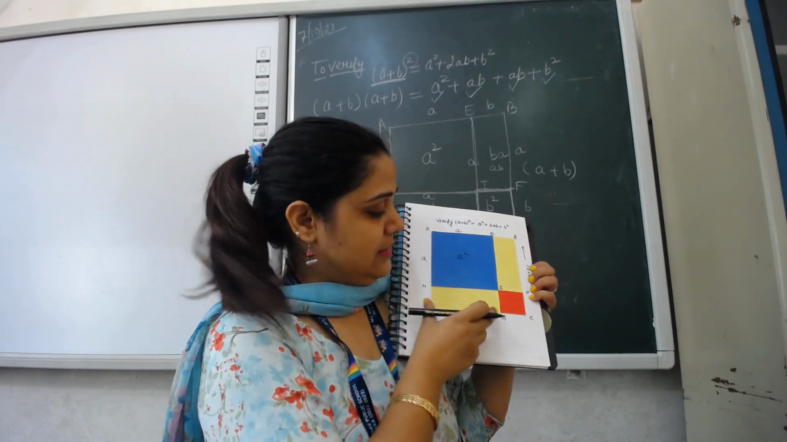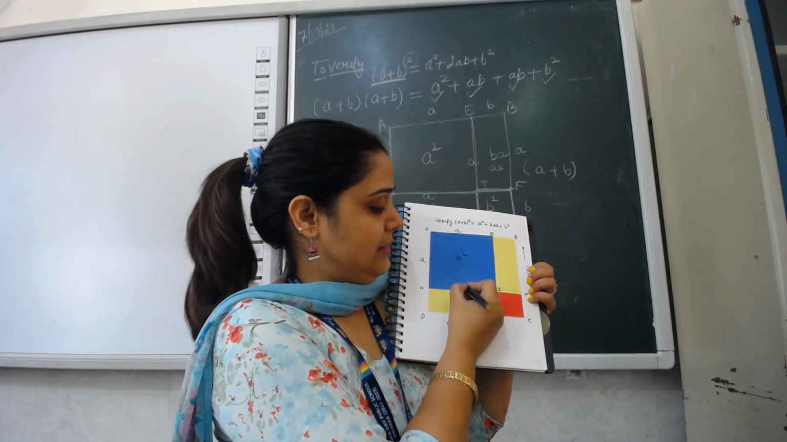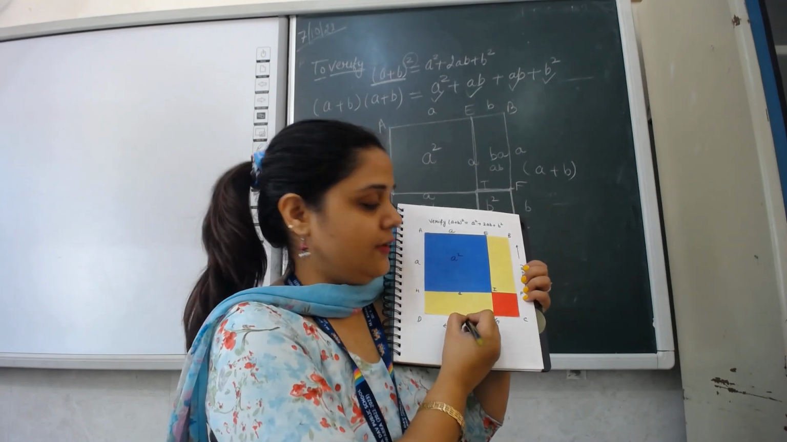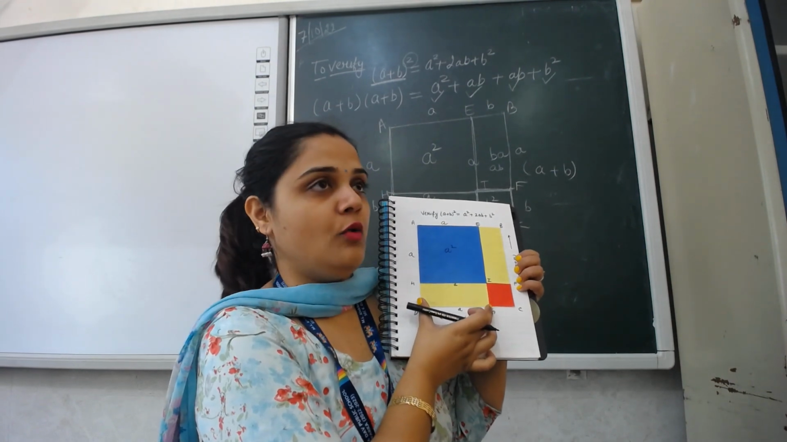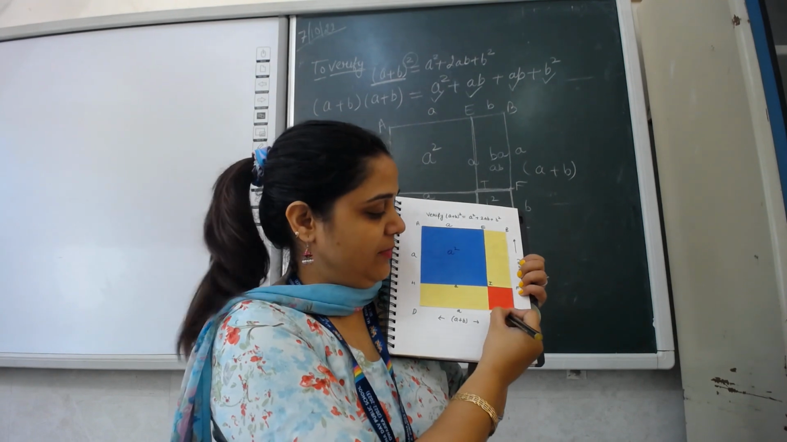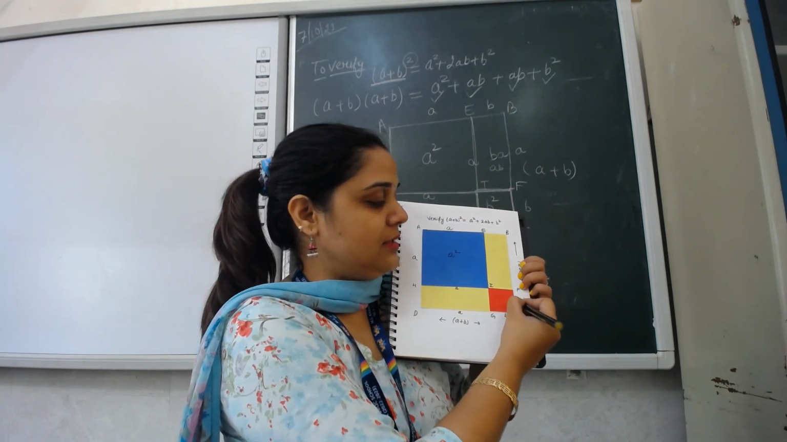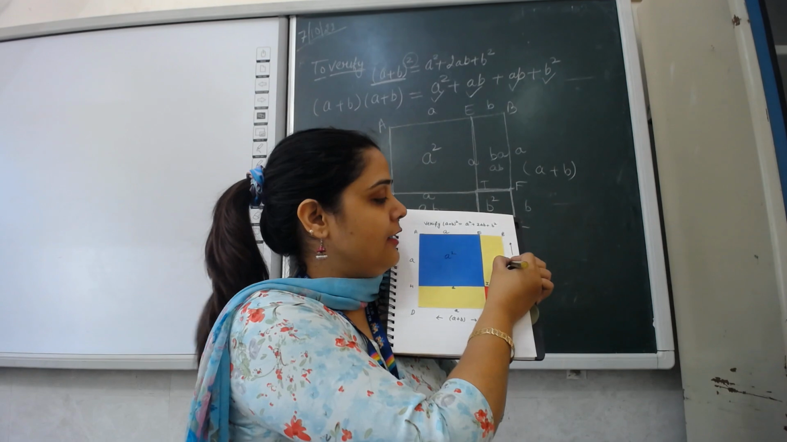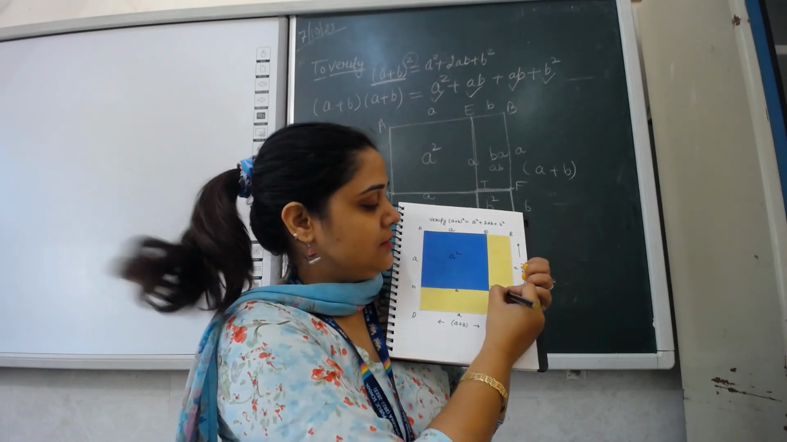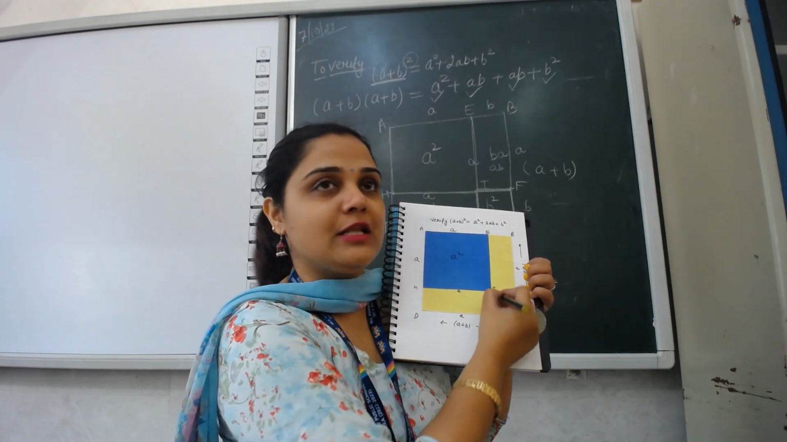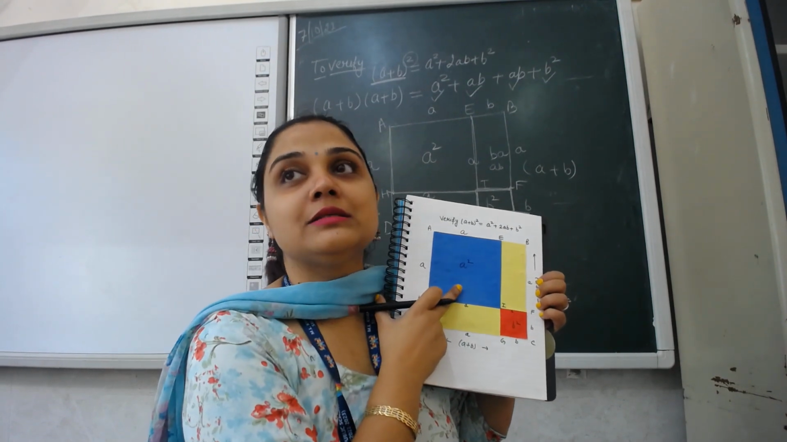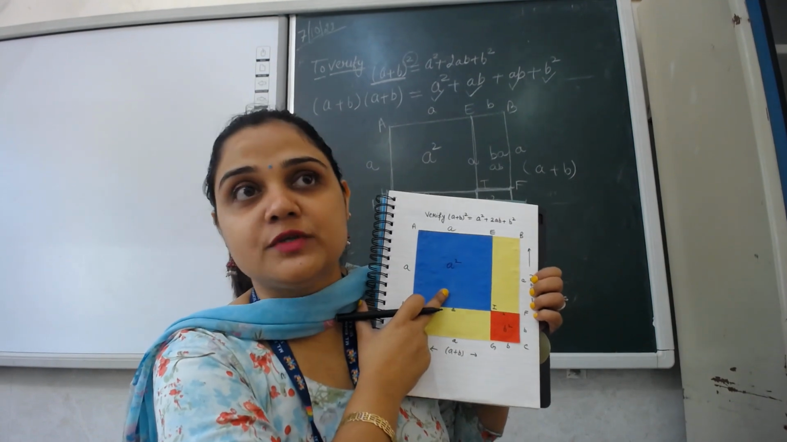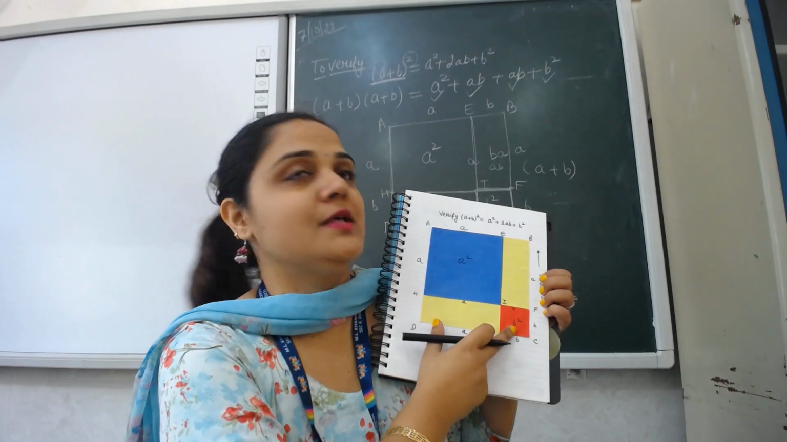Alright, since this length was A, this length will also be A. If this complete thing is A plus B and this portion is A, what is the remaining portion? This will be B. So this is also B in the same way. This is A and this is also B. So what this box is representing, the red one, this is B square. This A square is different, that is why I have used a different color. This B square is having a different area, so I am using a different color.